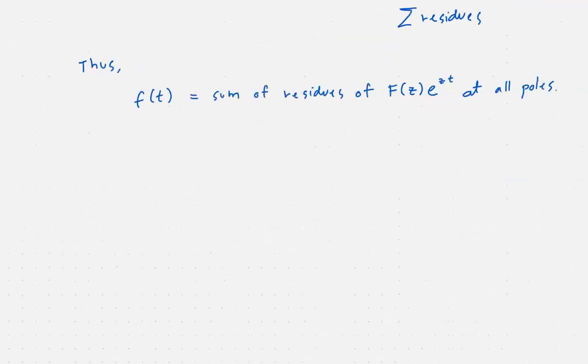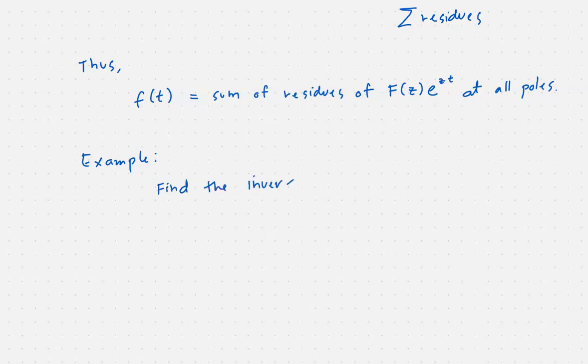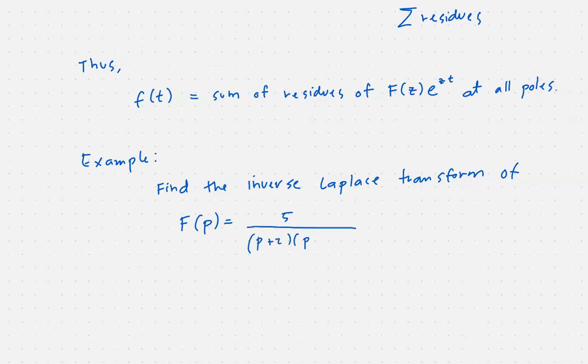So, example: find the inverse Laplace transform of capital F of p is equal to 5 over (p plus 2) times (p squared plus 1). Now, our goal is small f of t. That is what we want to find.